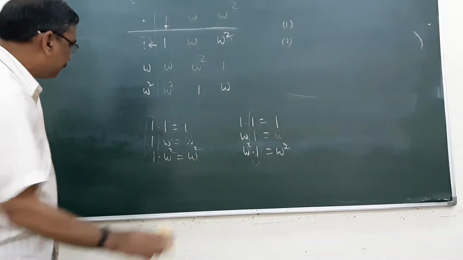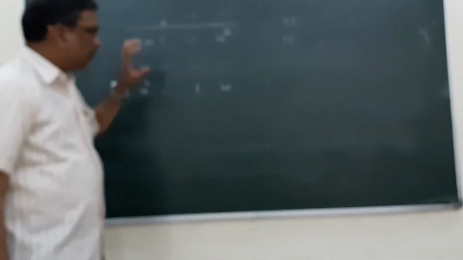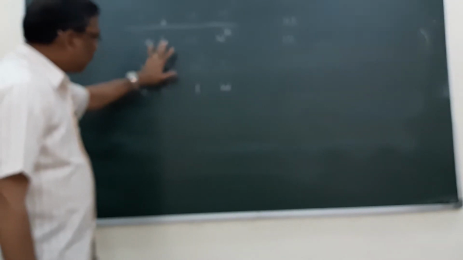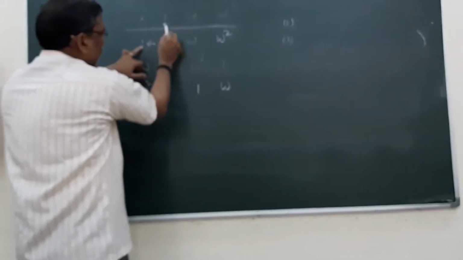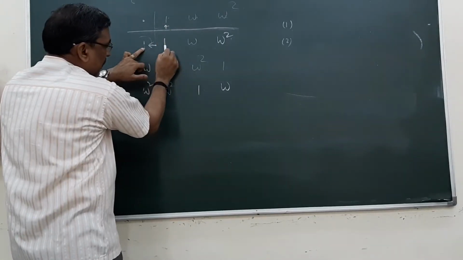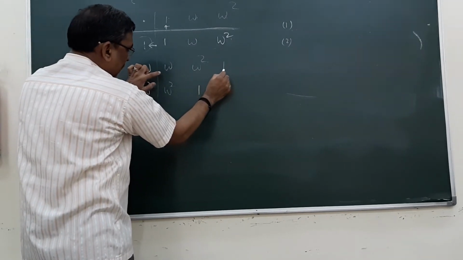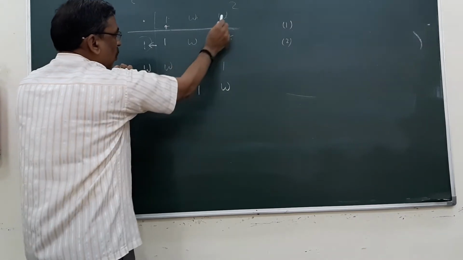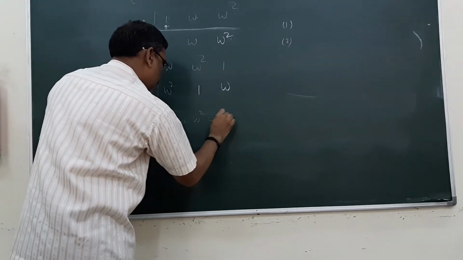Now for inverse. Here we find that in each row there exists an identity element. In the first row, 1 is the identity element, 1 times 1, so the inverse of 1 is 1. For omega, in the second row the identity element exists under omega square, so omega times omega square is equal to 1.